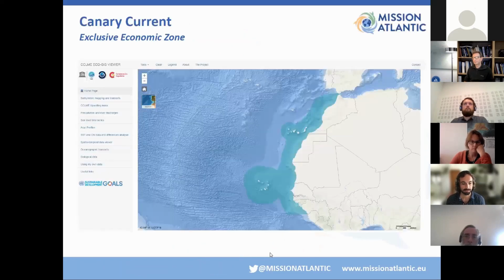So this is the case study boundaries. It corresponds to the EEZ of 7 West African countries, going from Morocco in the north all the way down to Guinea-Bissau, including the archipelagos of the Canary Islands and Cabo Verde. Next, please.